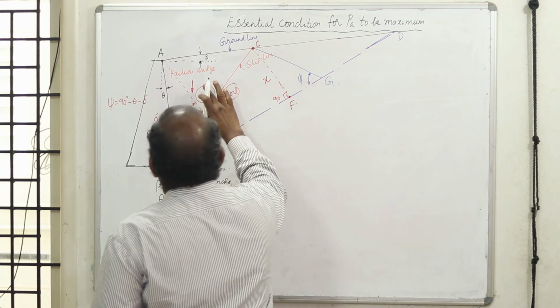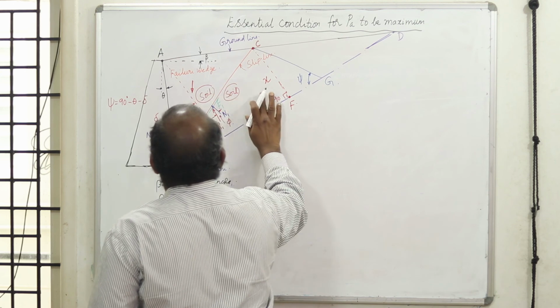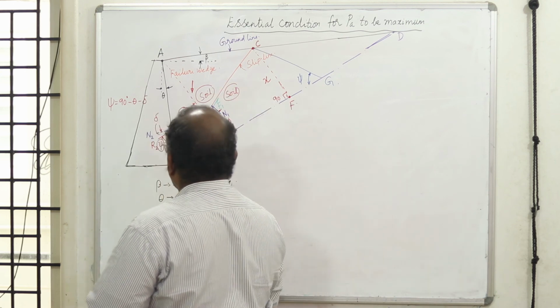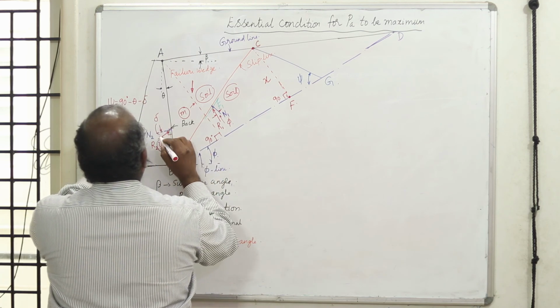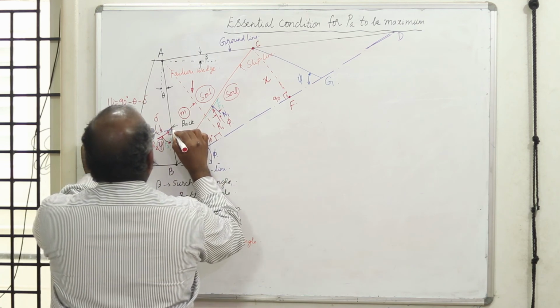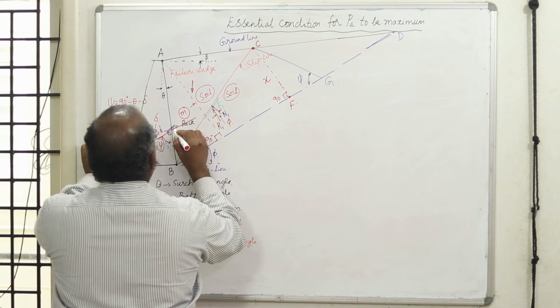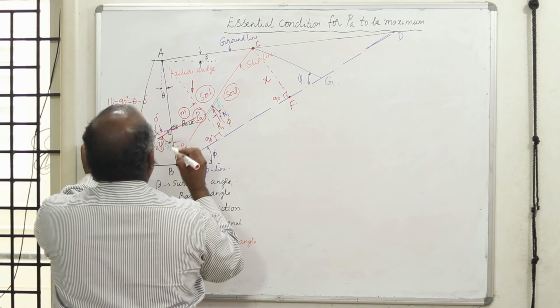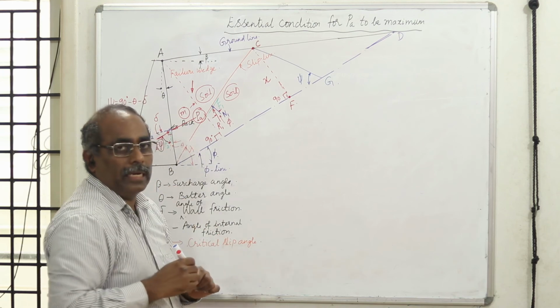Now we have to show that these two areas are the same. Then only we will have the thrust. What is the thrust here? The thrust is, this will be the thrust acting here. This will be PA. PA is the total thrust, and which will be opposite to the reaction from the retaining wall.